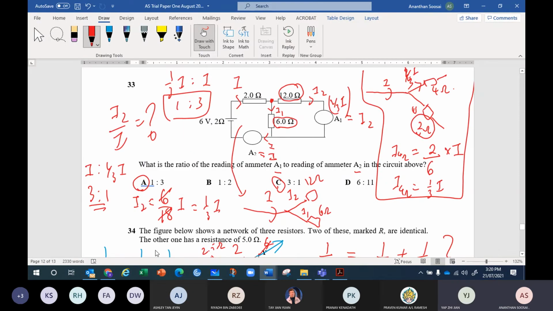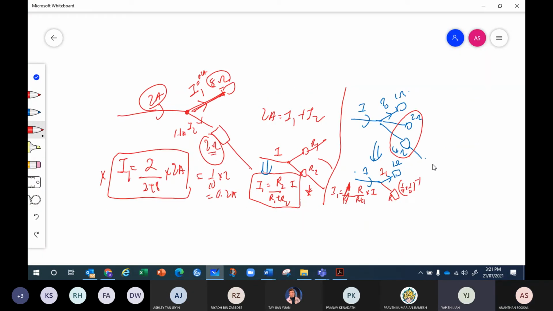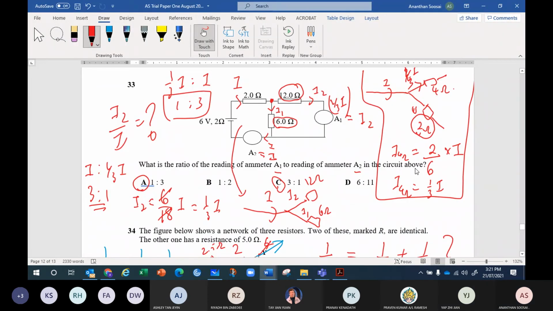So in the long method, if you don't use this method, that also can, right? As long as you choose another method and get the correct answer, it's fine. This is just another way of doing it. I feel this one is shorter than the way I told you. If you go for a long method, how do you work out the current? You can measure the current also. Okay, any other questions?